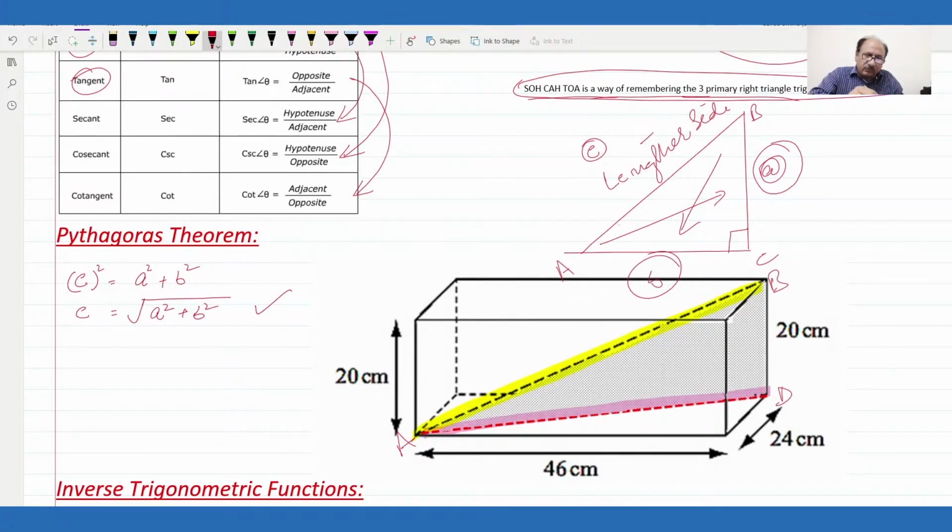First you will have to apply Pythagoras theorem on this triangle, which is again a right angle triangle, and then you will be finding AD, and then you will be finding AB length. So it is basically 2 times Pythagoras theorem you have to apply.